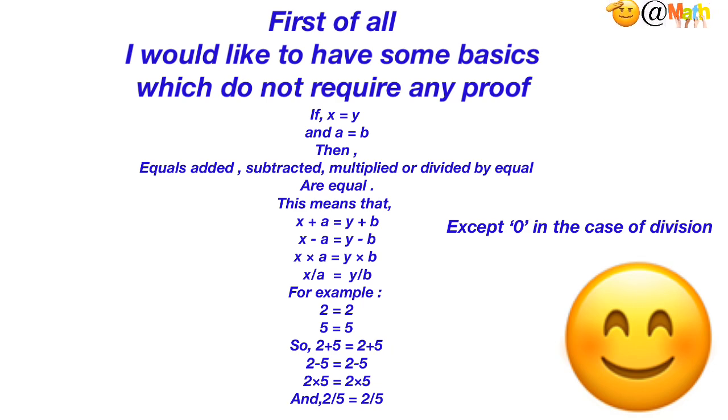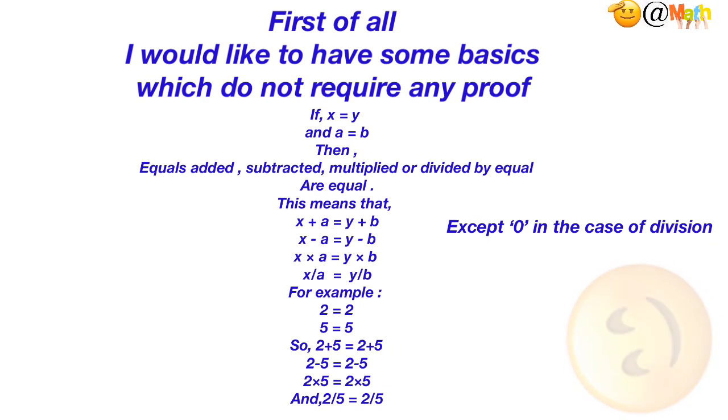For example, if 2 is equal to 2 and 5 is equal to 5, so 2 plus 5 equals 2 plus 5, 2 minus 5 equals 2 minus 5, 2 into 5 equals 2 into 5, and 2 divided by 5 equals 2 divided by 5.